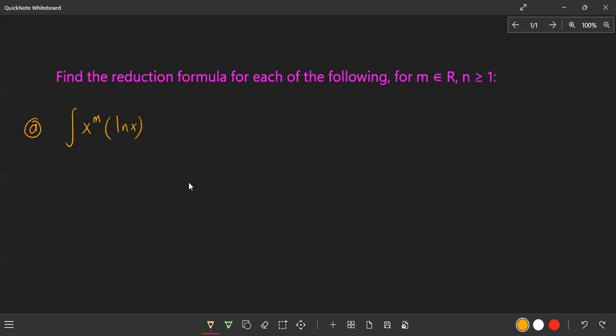If you notice in the sheet, there's a mistake there. It's supposed to be an x here, and then to the power n, then the x. So I want to get the reduction formula for this.